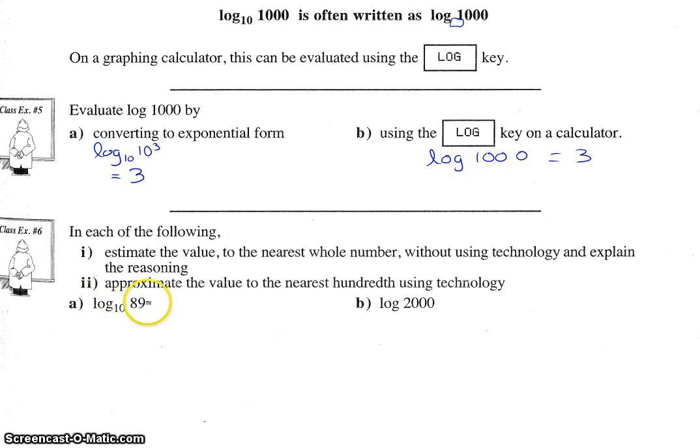So log base 10 of 89 we've got, and log 2000. They are both base 10. They wrote it here, they didn't write it here, but it's still assumed to be base 10 if you don't write it. Okay, let's see if we can find some benchmarks.